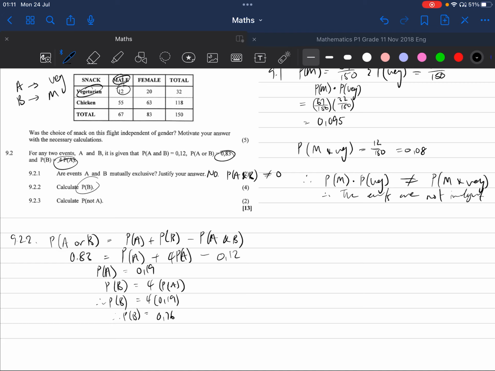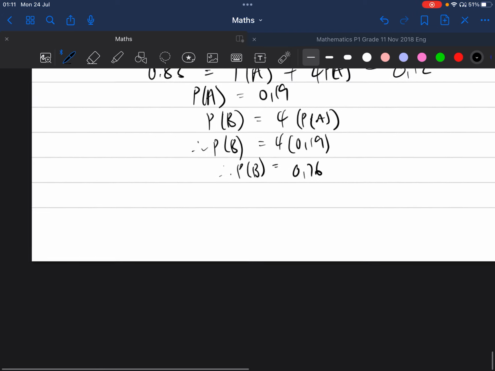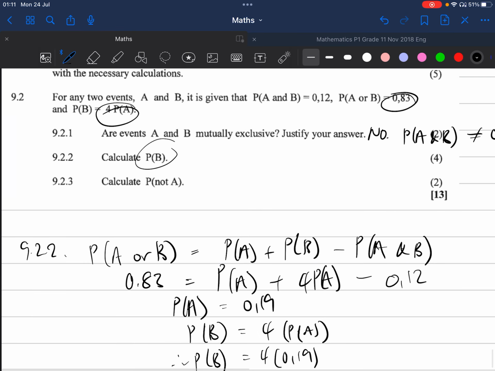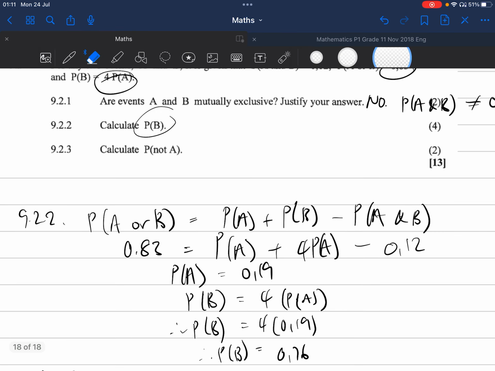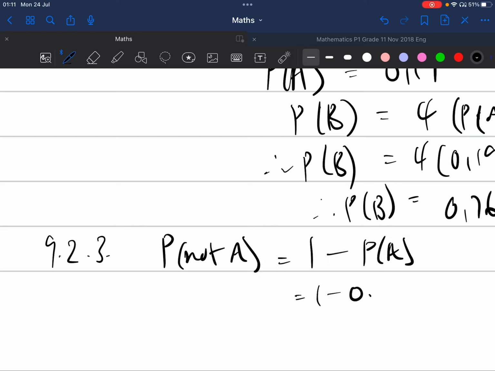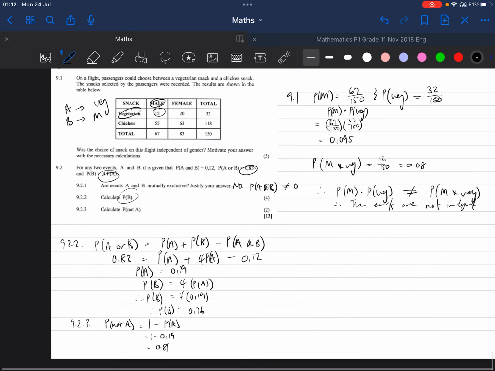The next one says calculate the probability of not A. That's simple. Think about it: the only way to be not A is if you're anything but A. So the probability of not A is just 1 minus the probability of A. So it's 1 minus 0.19, which is 0.81. Okay, so that's that.